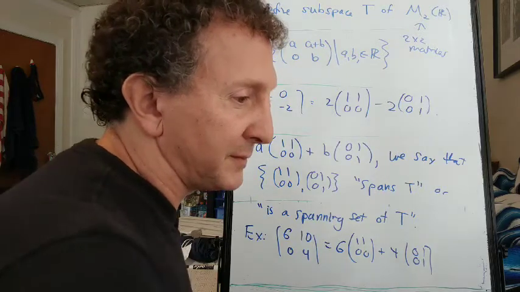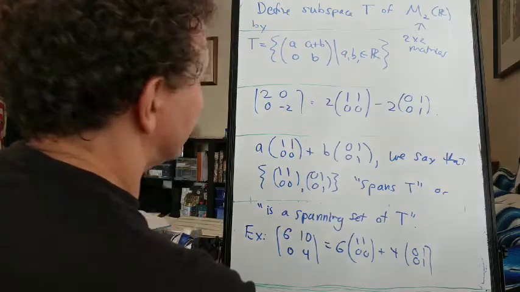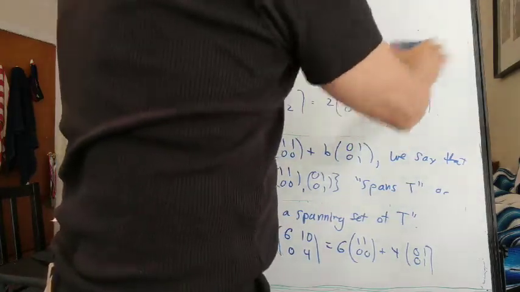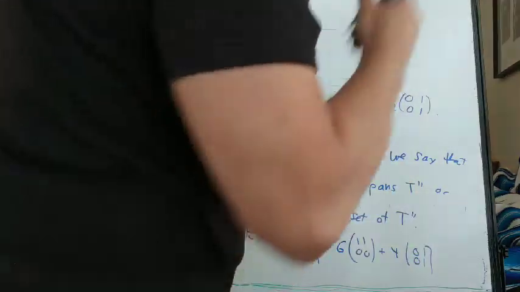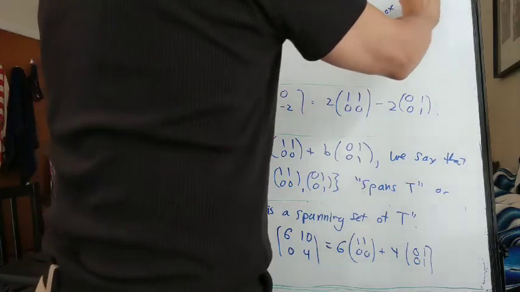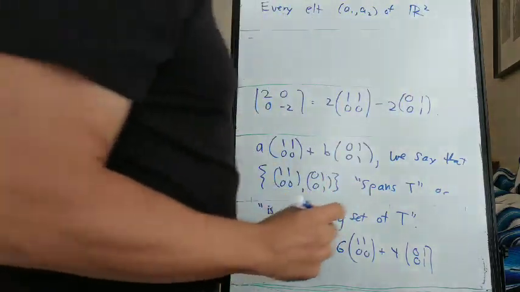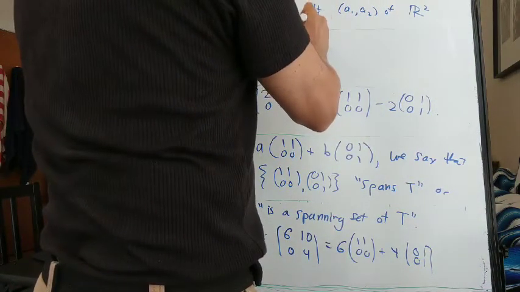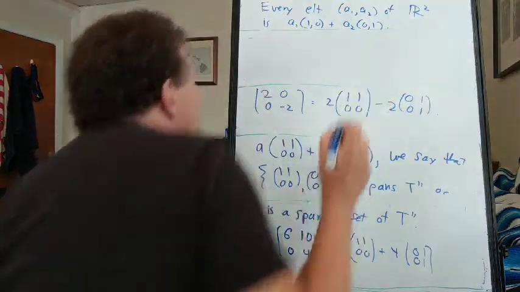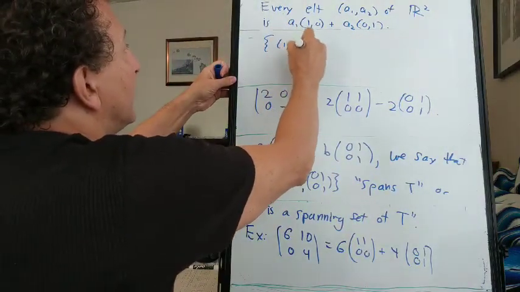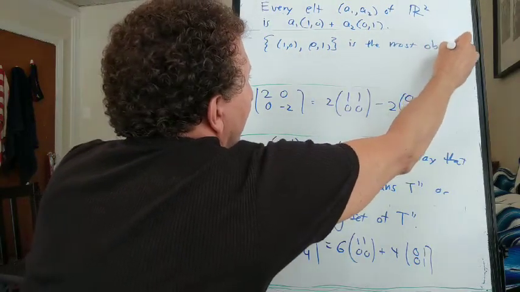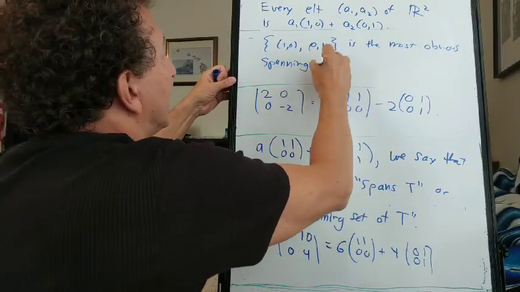Let's look at some more examples. So every element A1, A2 of the space R2, the real plane, is A1 times the vector 1, 0 plus A2 times the vector 0, 1. So I'd say that 1, 0, 0, 1 is the most obvious spanning set of R2.